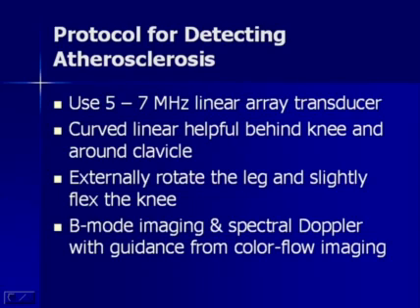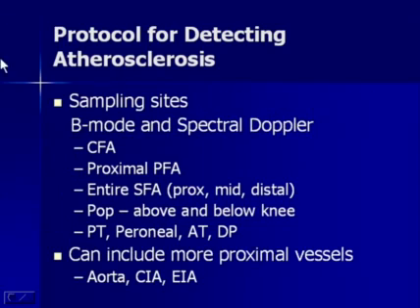We're going to use a combination of color to guide us, B-mode imaging to identify plaques, and spectral Doppler to get our velocity criteria, and we'll go through all the segments that I just mentioned. We're going to sample again common femoral, profunda, and proximal, mid, and distal SFA. Most folks choose to record above-knee and below-knee portions of the popliteal, as well as the 3 main tibial vessels, and continuing down onto the foot with the dorsalis pedis.